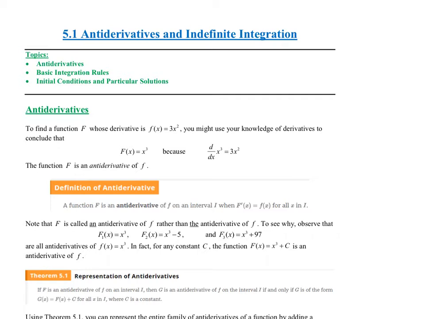Okay, so for instance, I know the derivative of x squared is 2x. So what is it when I go backwards? If I tell you I have 2x, the question would be, what function do I take the derivative of to get the answer of 2x? Okay, so those are the concepts of what we're doing.